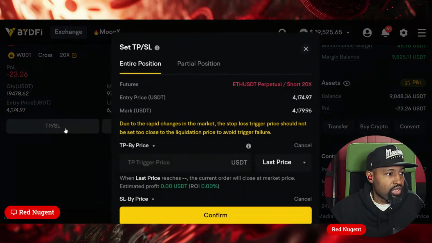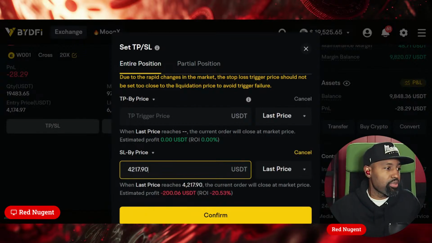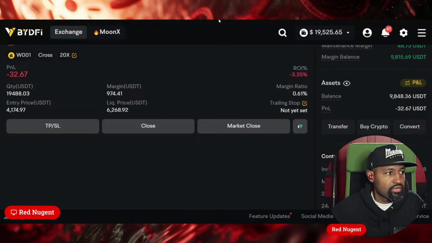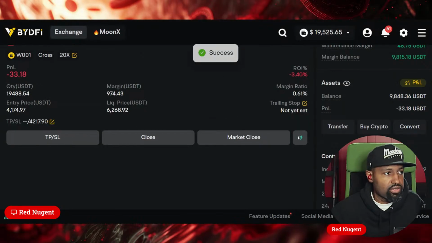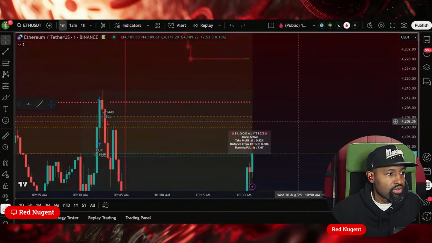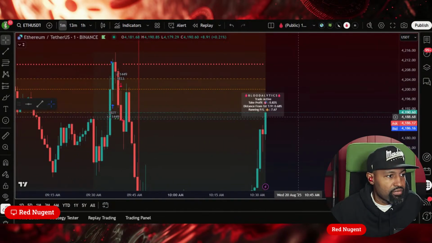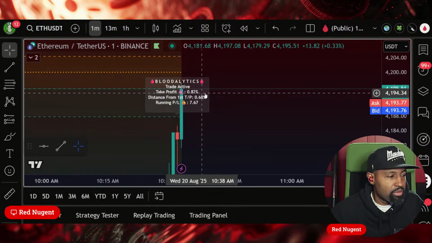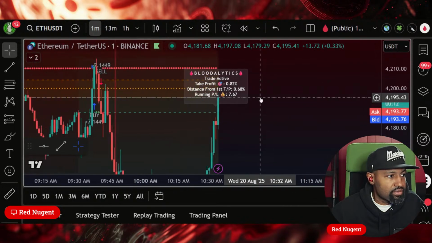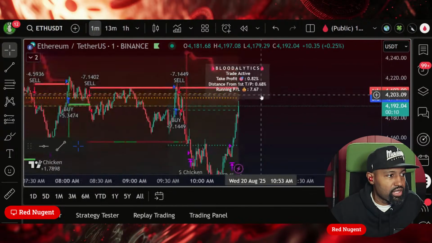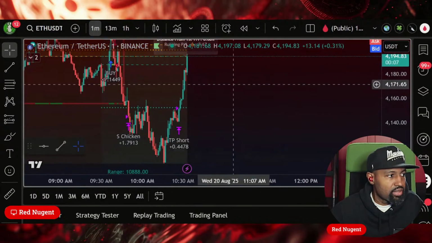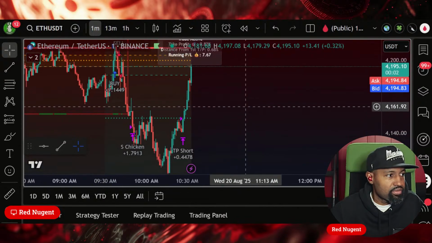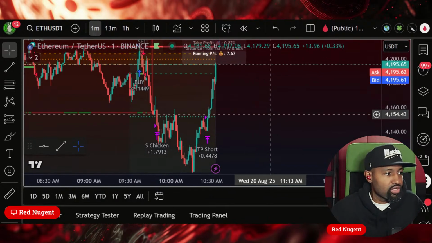You got to set your stop losses and your take profits. Your initial take profit, you already know, if we go back to the chart, we'll be able to see. I'm going to zoom in so you can see this. The take profit target is 0.82% from entry. So that's basically right here where we took profits on the S chicken the first time.